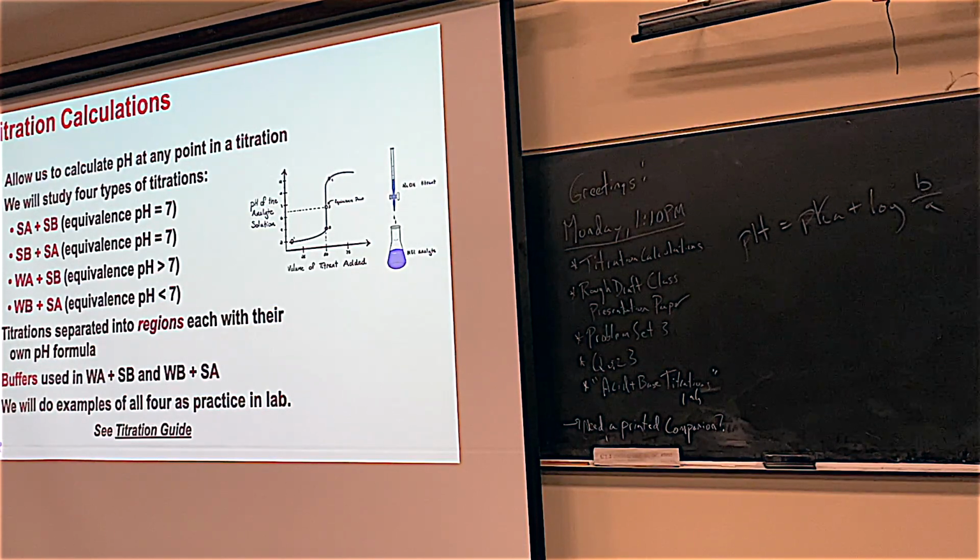Equivalence means the moles of what you're adding in the burette are equal to the moles of what you started with. The titrant is this one, analyte's this one. Initial means you don't have any of the burette volume added in. You have just the stuff you're starting with. Here you have more moles of what you started with than you have moles of the added stuff, the titrant. And past equivalence, you have more moles of the titrant than you have moles of what you started with.